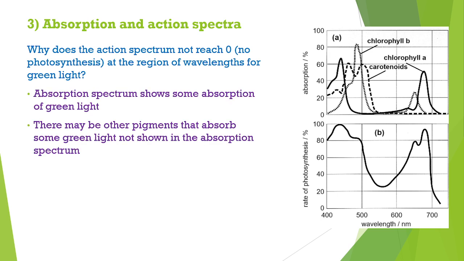So the answer is that the absorption spectrum shows that while green light is not absorbed very well, there is some absorption, very little, but still there. So that drives a slower rate of photosynthesis. Also, the absorption spectrum that you see only includes chlorophyll A, chlorophyll B, and a bunch of carotenoids. There may be other pigments that are not reflected in this absorption spectrum, which help to absorb a bit more of the green light. So overall, green light still gives us a base rate of photosynthesis.